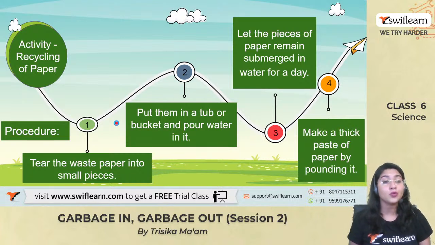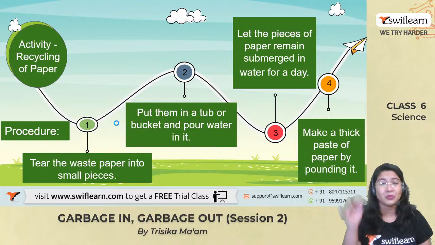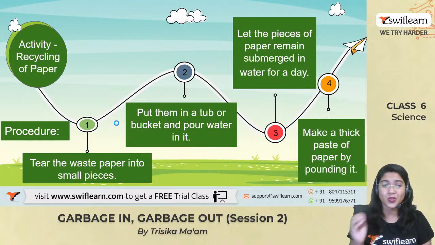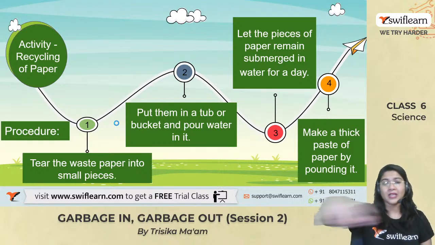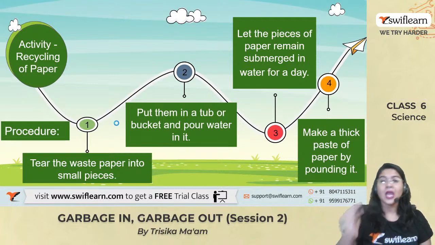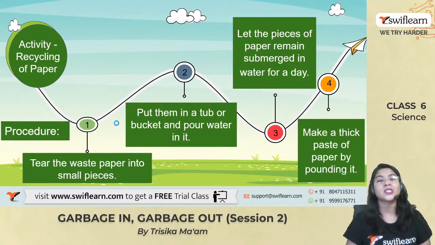What you have to do, you have to tear the waste papers into very small pieces. Now take a tub or a bucket full of water, and then let the paper remain submerged for about 24 hours, one day.